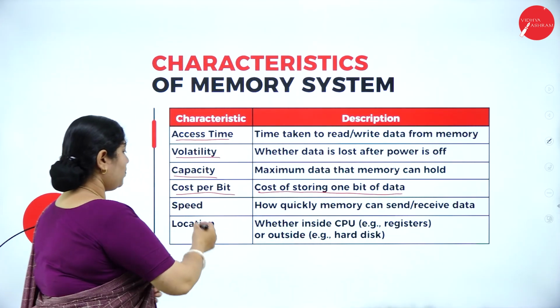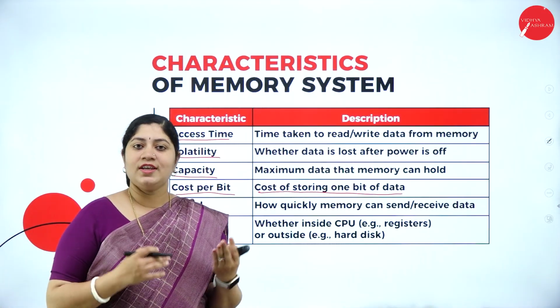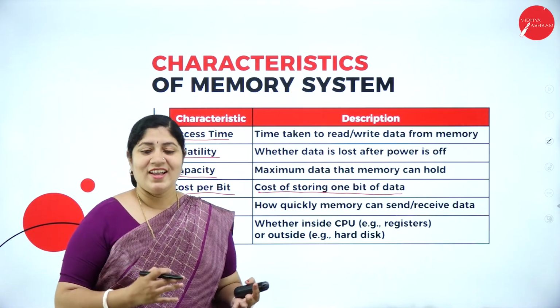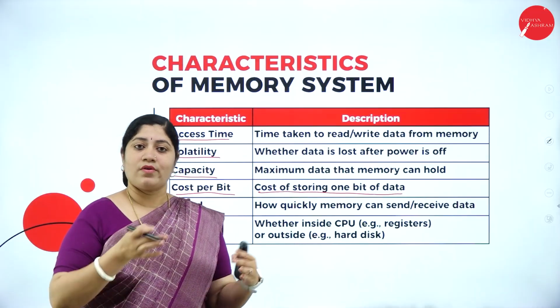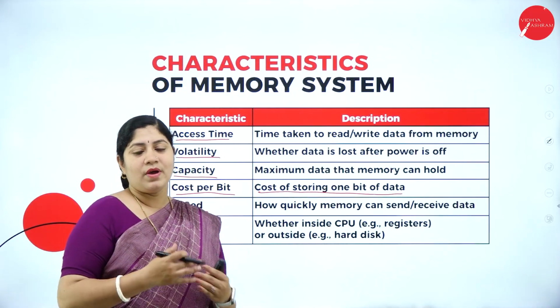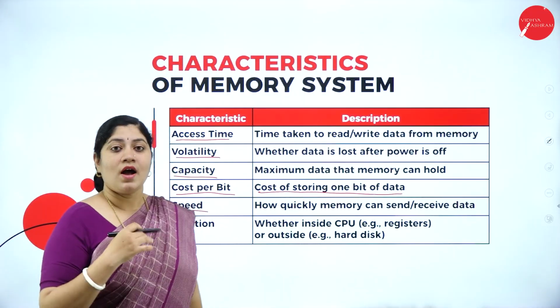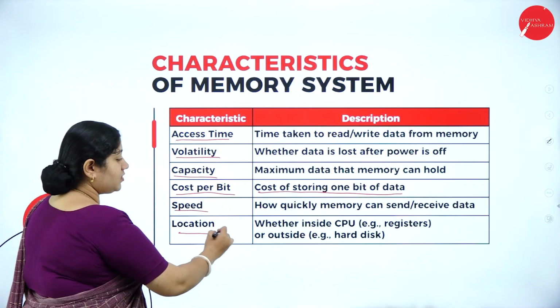Up next is speed. Obviously, it specifies how quickly the data can be sent, written or read from a memory device or a CPU. Up next is the next property, that's location.